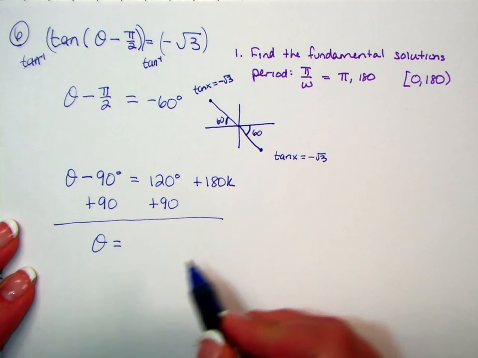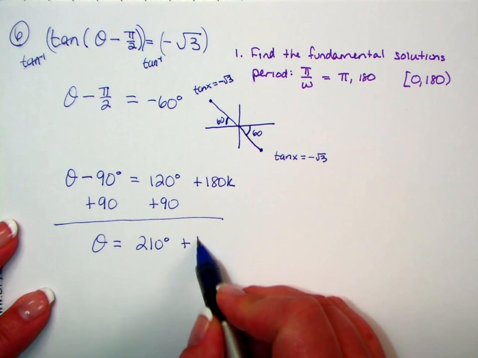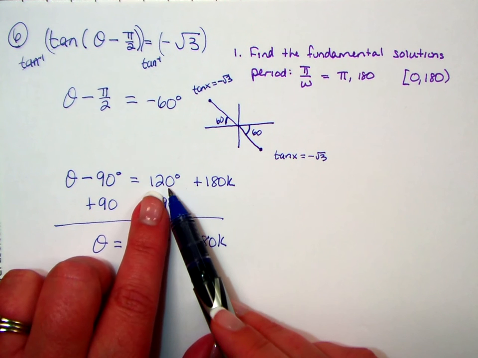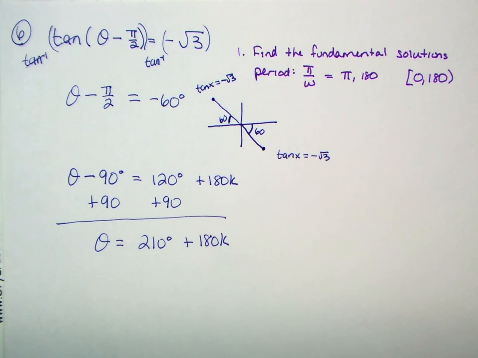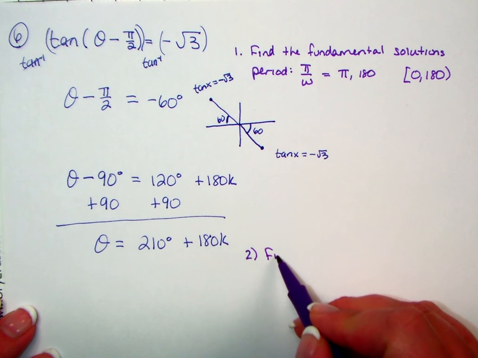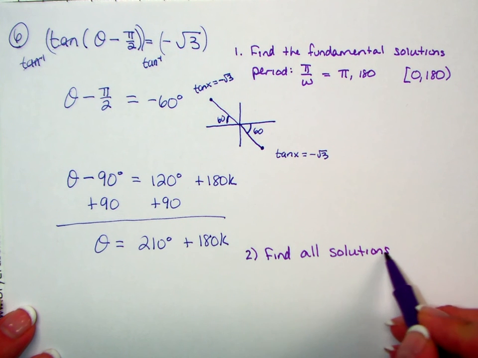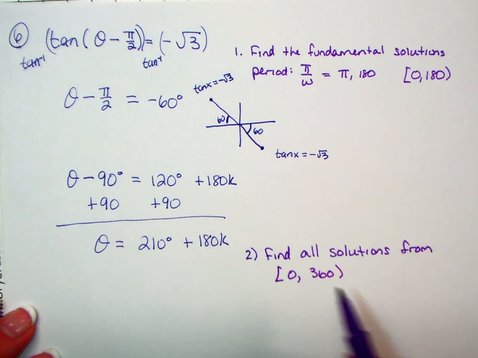I'm going to get theta equals 210 degrees plus 180k. Right? These are my fundamental solutions when there's a phase shift. I'm just going to take that fundamental solution and shift it. Okay? And so if I wanted to find all the solutions from 0 to 360, I'm just going to play with the values of k here, right?